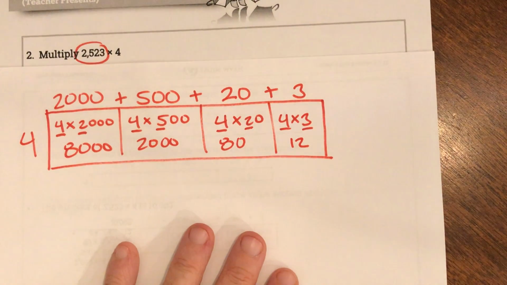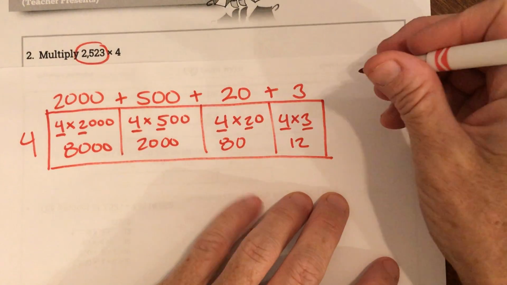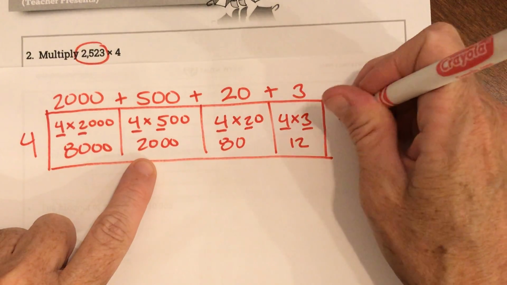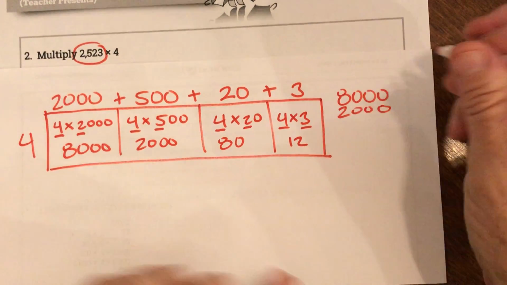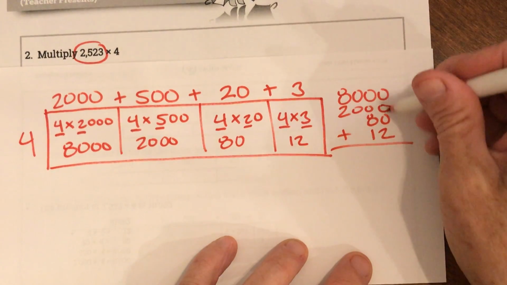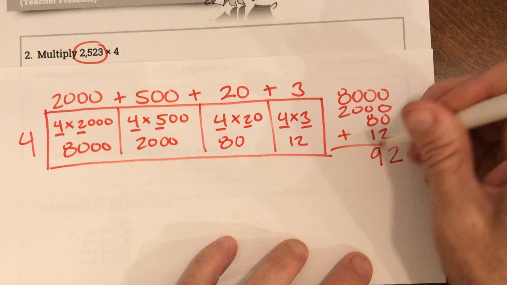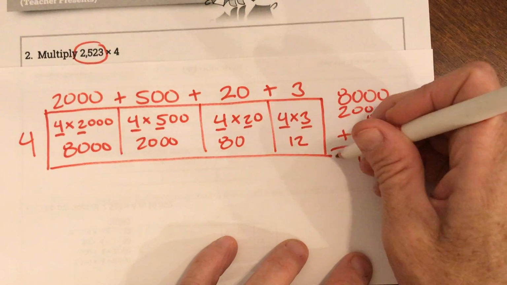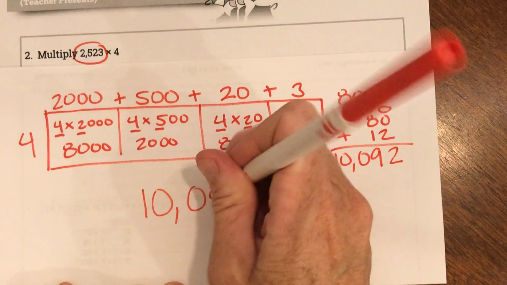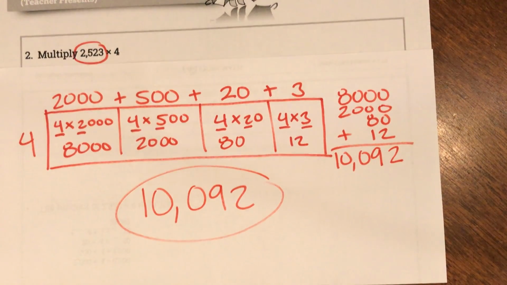Now step 5 says add the products to solve. So I have 8,000, 2,000, 80, and 12. Okay, so we have 2, 9, 0, 10. So my answer or my product is 10,092. Okay, ladies and gentlemen, let's try some of these together.